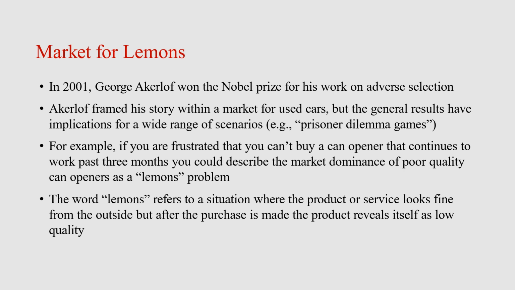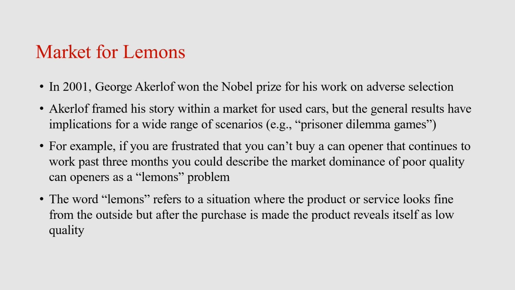In 2001, George Akerlof won the Nobel Prize for his work on adverse selection, and his story was about the used car market. He framed his story within that market, but the general results have implications for a wide range of scenarios, including prisoner's dilemma games. It works as follows. If you are frustrated that you can't buy a can opener that continues to work past 3 months, you could describe the market dominance of poor quality can openers as a lemons problem.